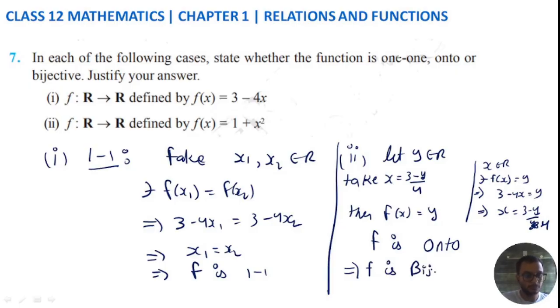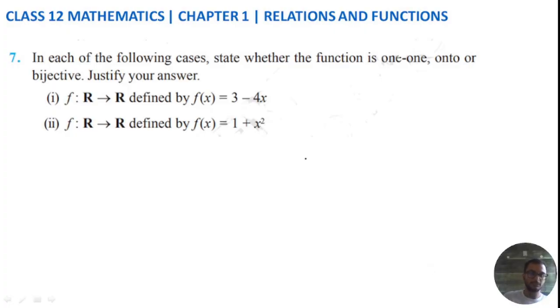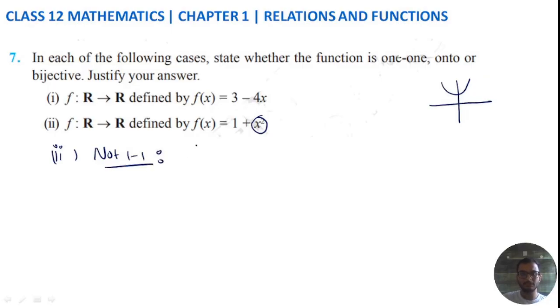Okay, so let's do the next question. The next question involves some x square type function, that is some parabola type of function, right? So of course it will not be 1-1. And of course it will not be onto, because it's taking only positive values. So how will we do it algebraically? It is not 1-1, so we need to find some x1, x2 which are different but their image is the same.